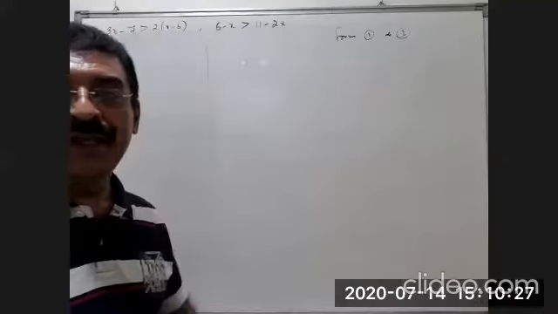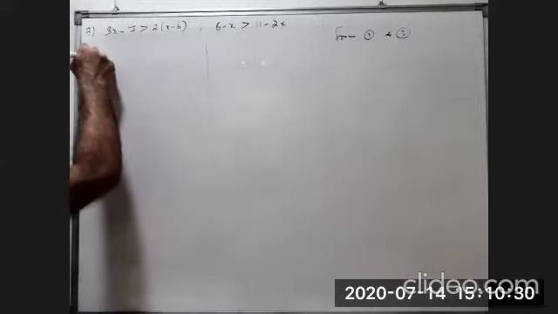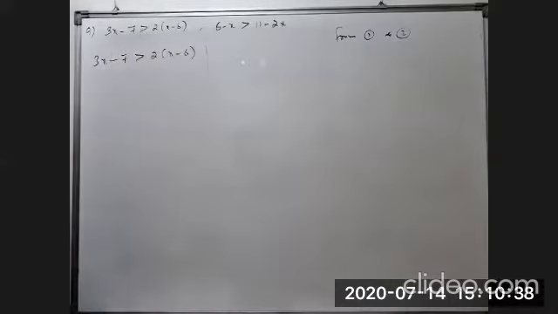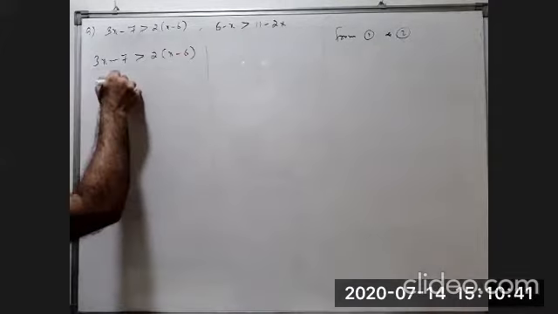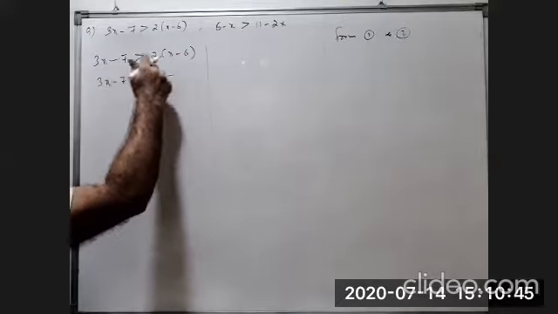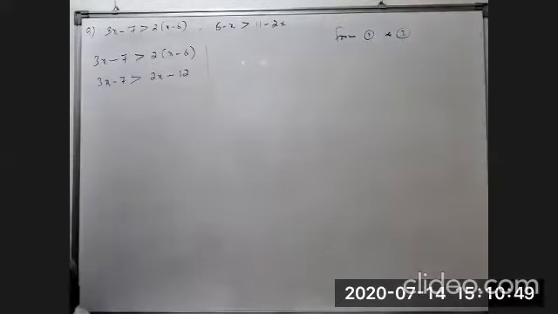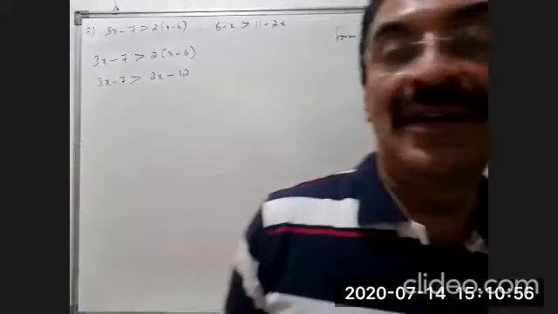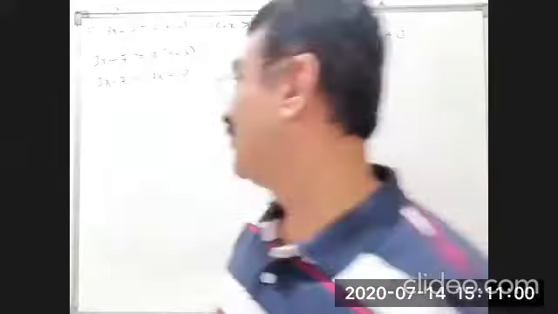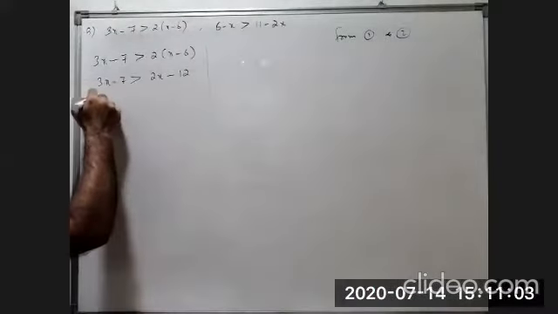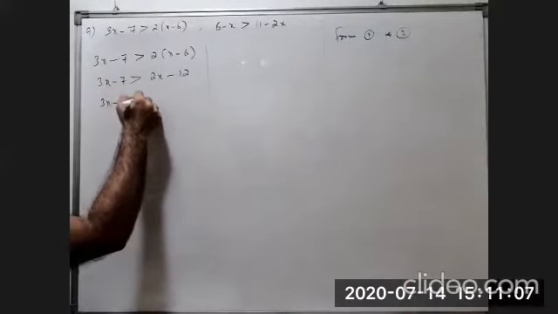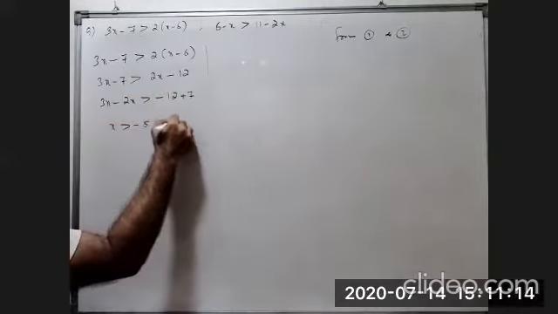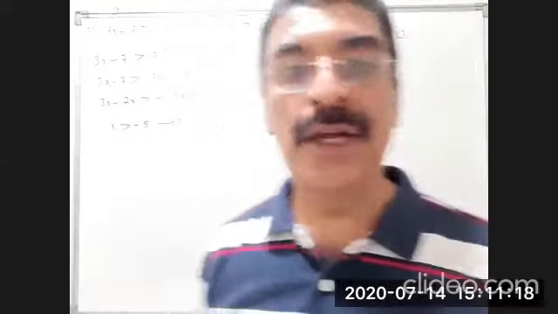Again, solve it, taking the first one. First one is 3x minus 7 greater than 2x minus 12. Take all terms of x to the left hand side. So 3x minus 2x greater than minus 12 plus 7. x greater than minus 5. The condition is x is greater than minus 5.